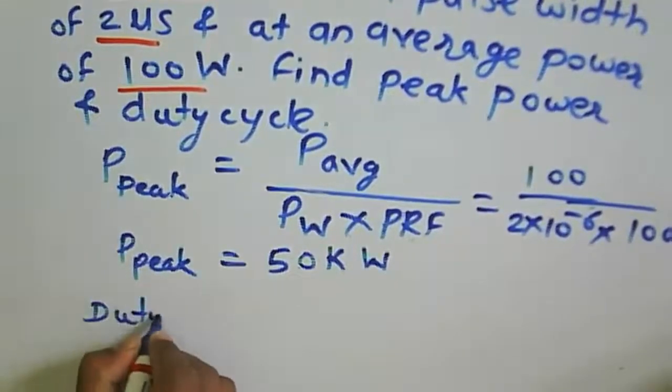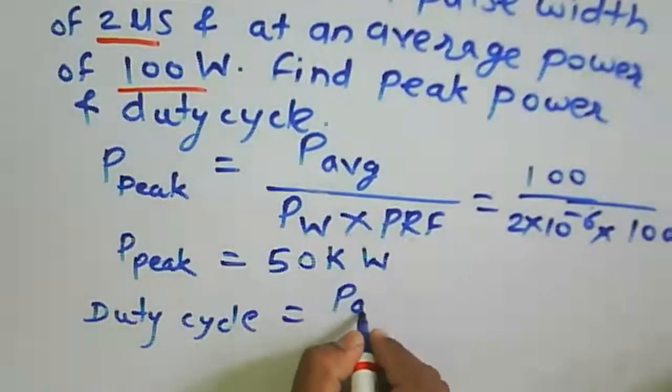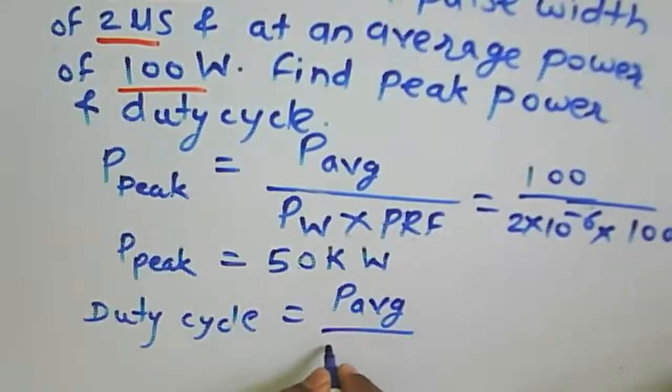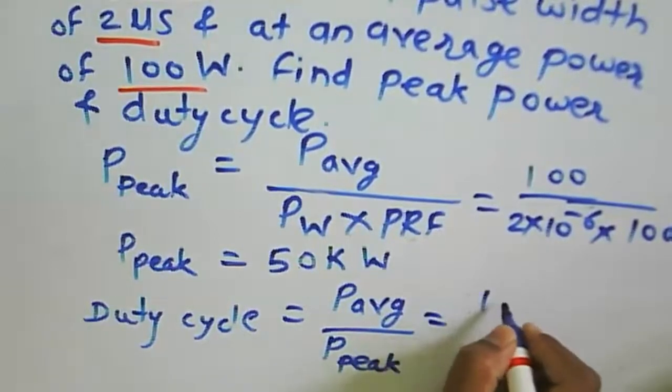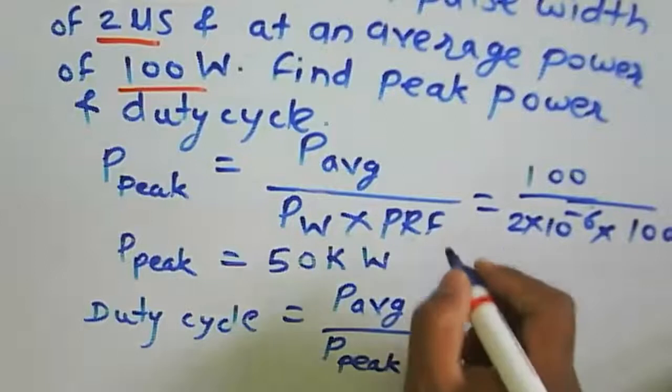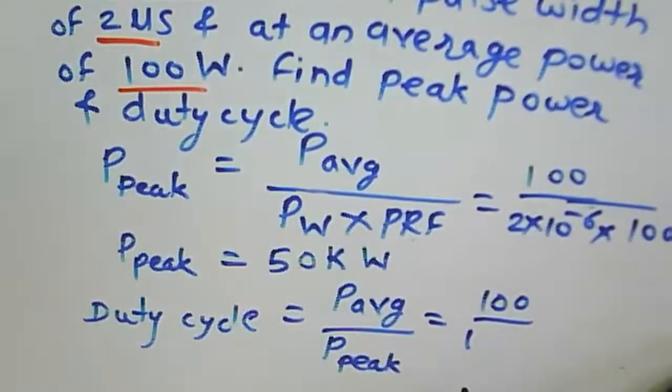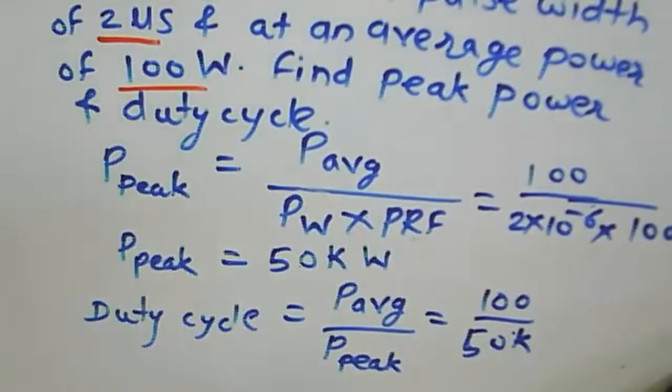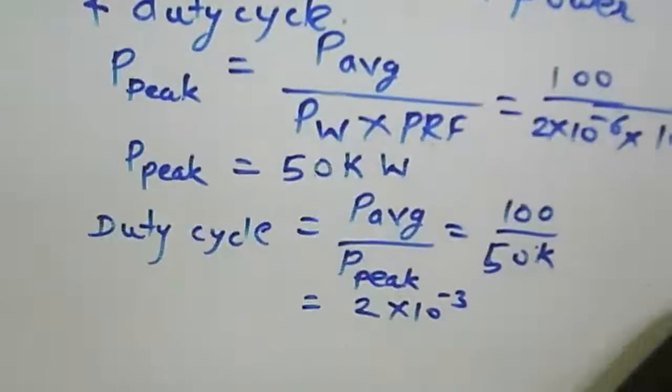Now the duty cycle. Duty cycle is nothing but the ratio of the average power to the peak power. So whatever the average power we have, that is 100 watt, divided by the 50k we got here. So we will get the duty cycle, which is 2 into 10 to the power minus something.